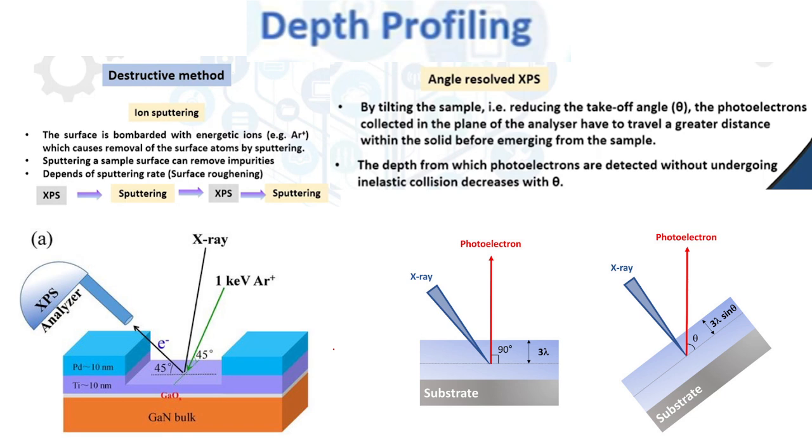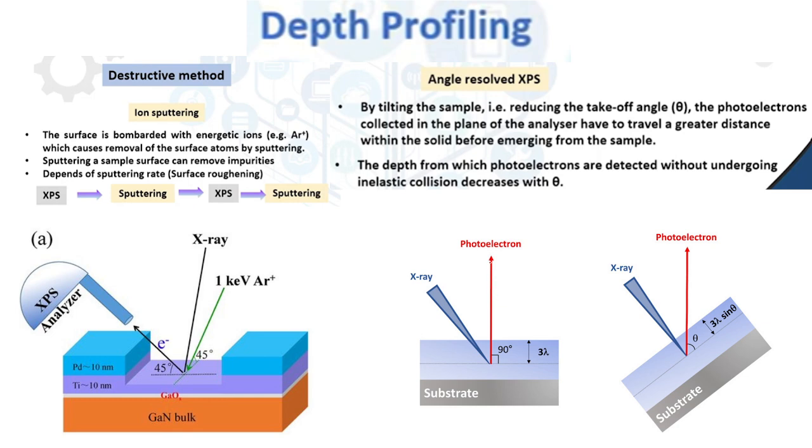So this is the depth profiling from the XPS. You can check the depth profile by bombarding with argon at different depths, or by sputtering with energetic argon ions to remove the surface atoms. Sputtering a sample surface can remove impurities, depending on the sputtering rate. There is also angle-resolved XPS. In that case you tilt the sample at a specific angle, reducing the takeoff angle, and the photoelectrons collected in the plane of the analyzer have to travel a greater distance.